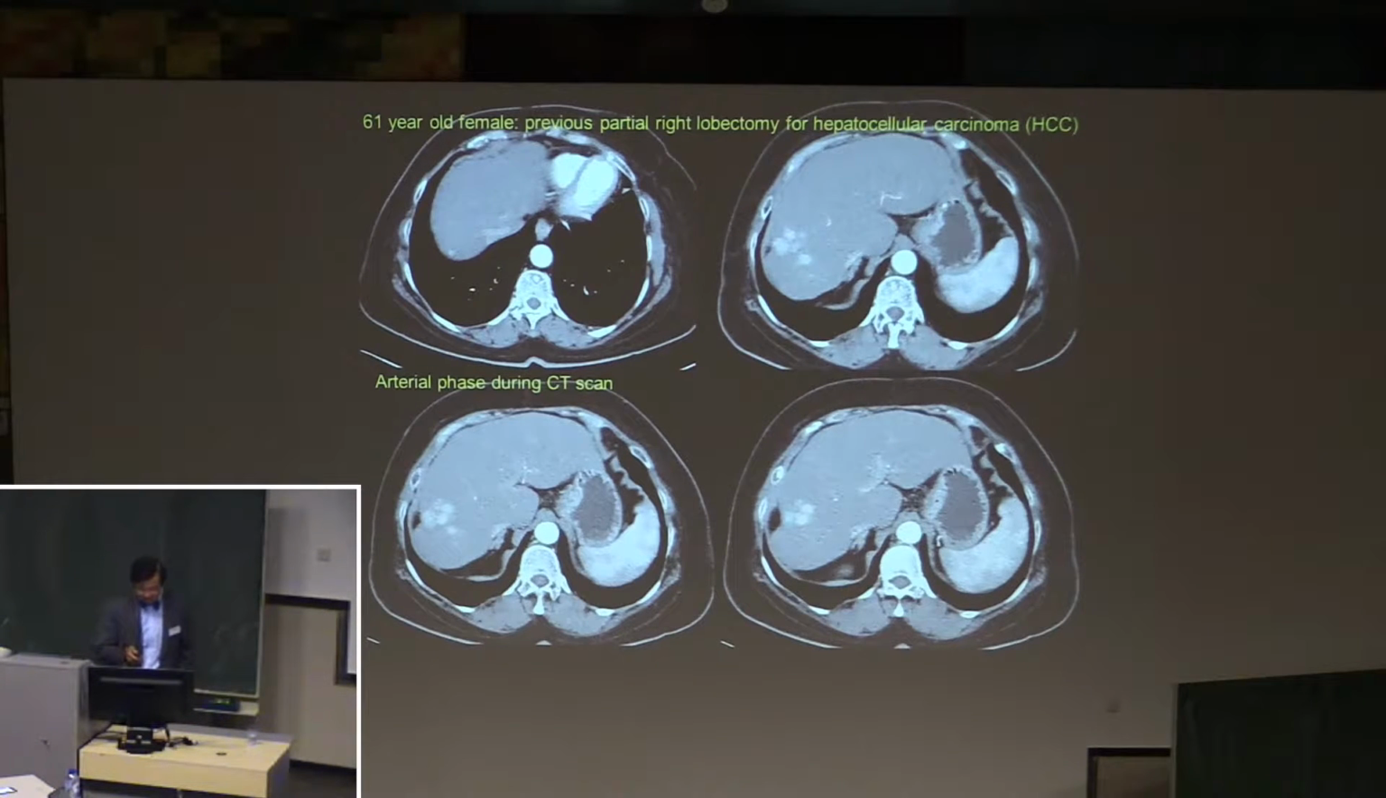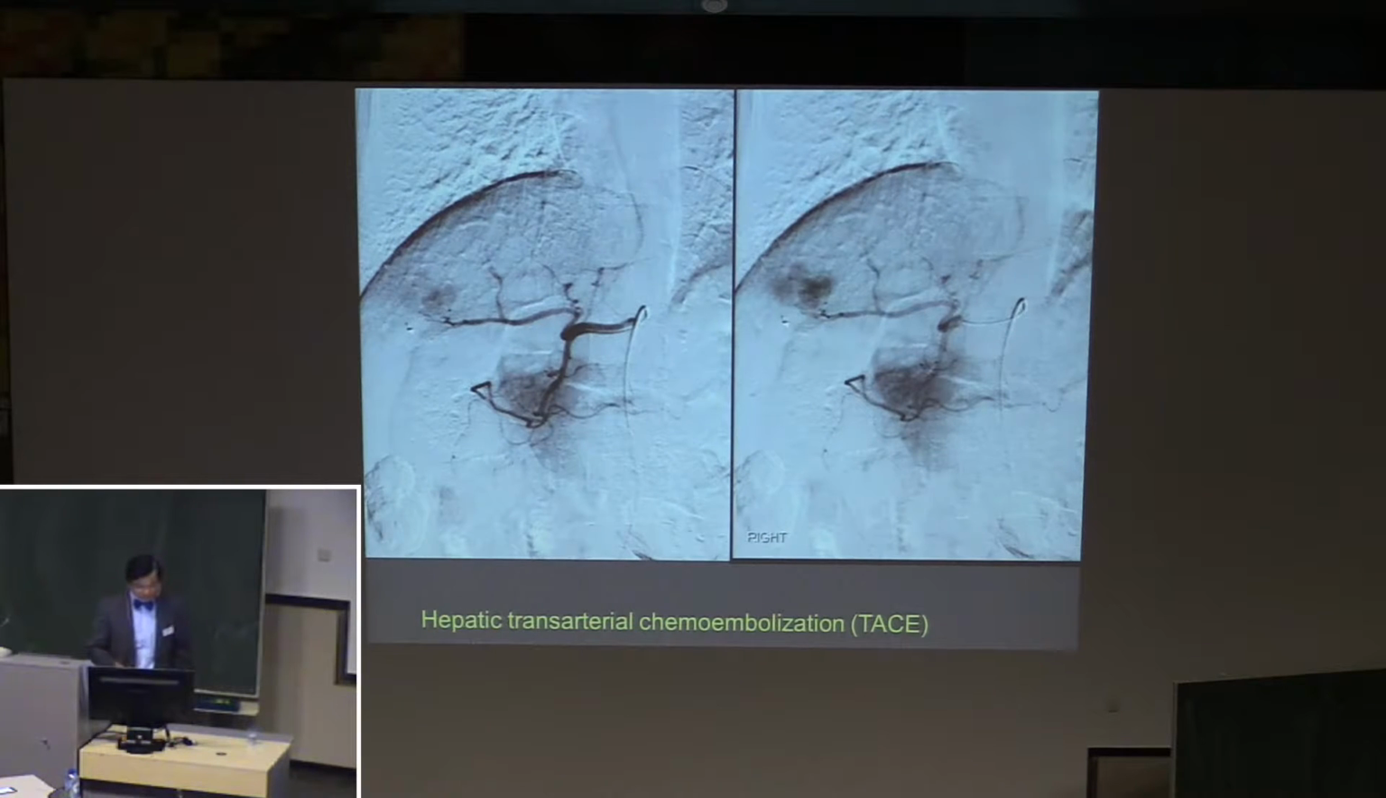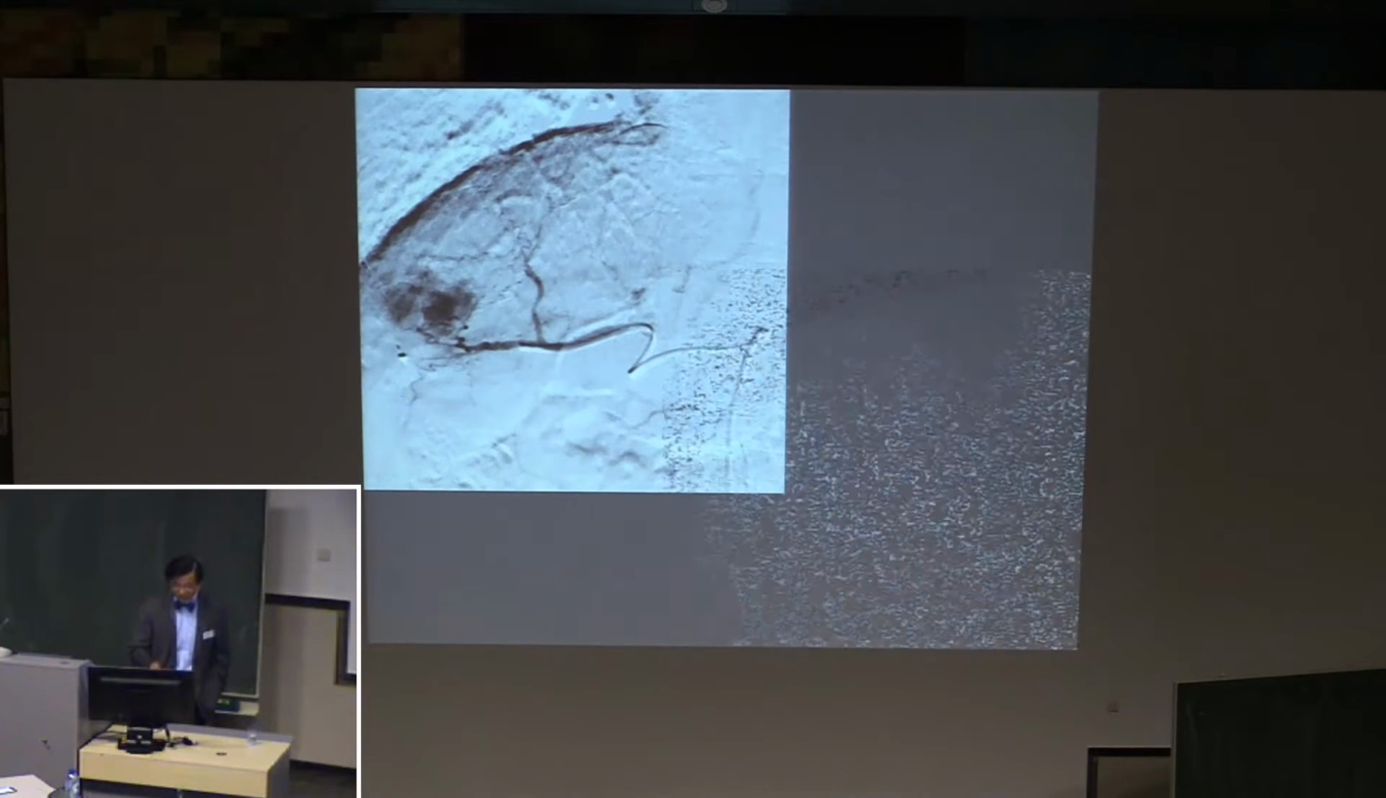So here's an example of a patient who has had a previous partial right lobectomy for hepatocellular carcinoma. This is the diagnostic CT, and you can see the areas of multifocal tumor recurrence. She was referred to us for transhepatic chemoembolization, and we did it the usual conventional way, only under digital subtraction angiography. You can see the tumors lighting up on angiography, and we went ahead and performed the chemoembolization procedure.